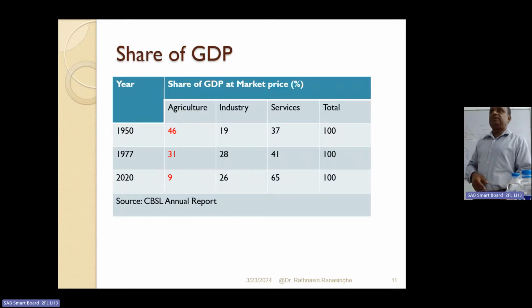The contribution coming from the agriculture sector must be there. Normally, the agriculture sector must provide the forward and backward linkages. Links should be there with the manufacturing sector and the service sector. But we cannot see those things, and that is a problem in the economic structure as well.